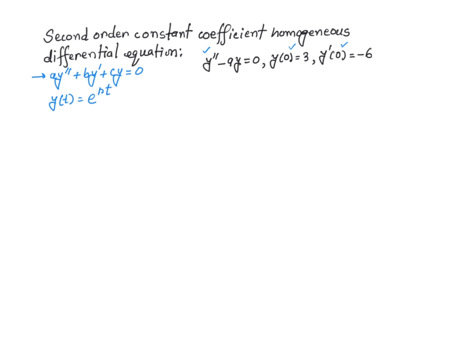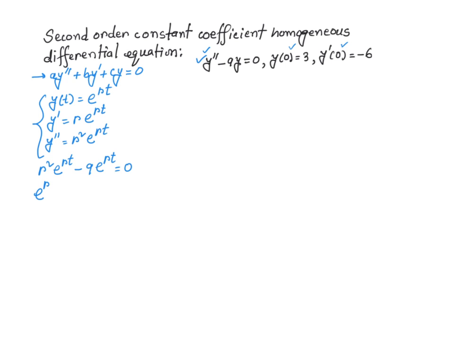Now, if that is the assumption that we make, we have y prime is equal to r e to the power rt and y double prime is equal to r square e to the power rt. And if we plug in these values into this equation, I get y double prime, which is r square times e to the power rt, and there is no y prime, so we don't have to put that one in. Minus 9 times y, e to the power rt, all of it equal to 0.